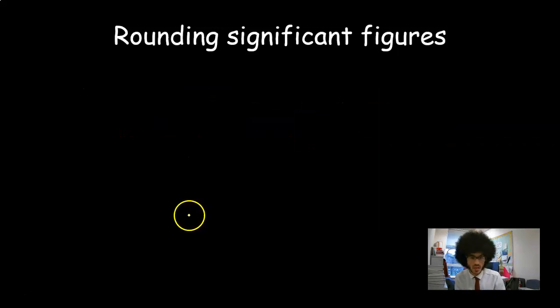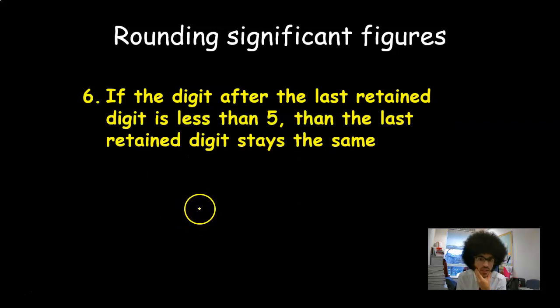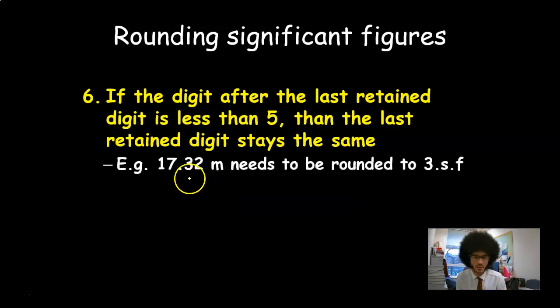Okay. The final rule around rounding is if the digit after the last retained digit is less than 5, then you leave the last retained digit as it is. For example, if I've got 17.32 and I want to round this to 3 significant figures, that's my first, that's my second, and that's my third retained number. That's always the first thing you should look out for. I look for the next number after that. It's a 2. It's not 5 or bigger, therefore this 3, I keep as it is.